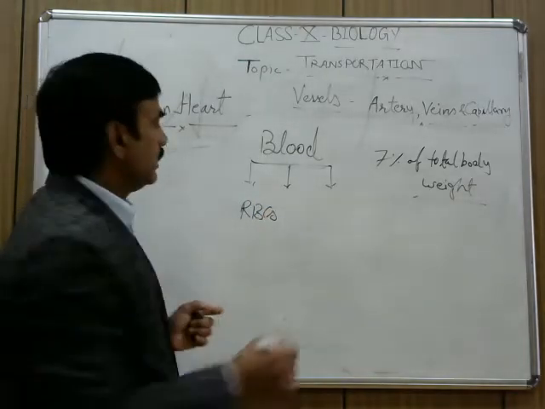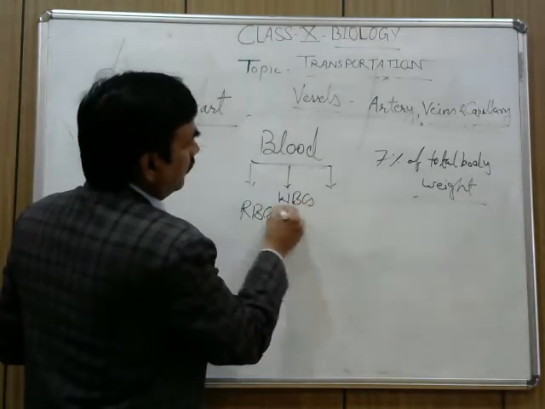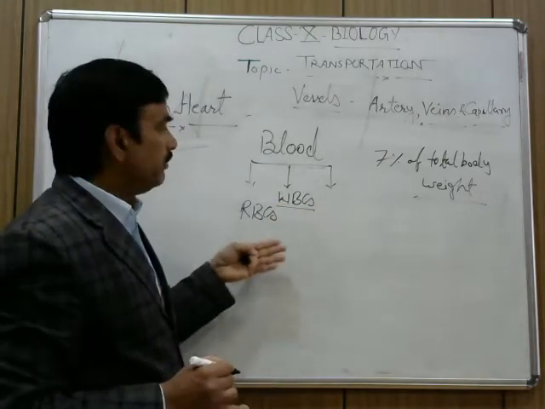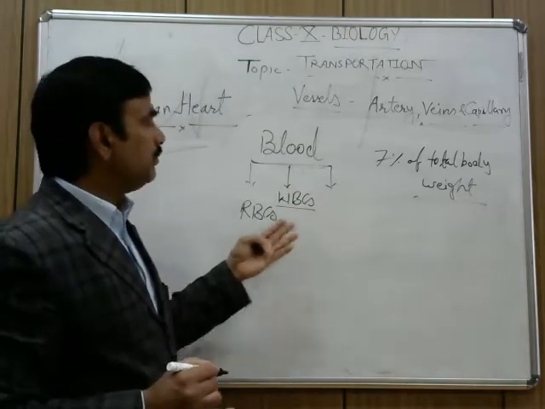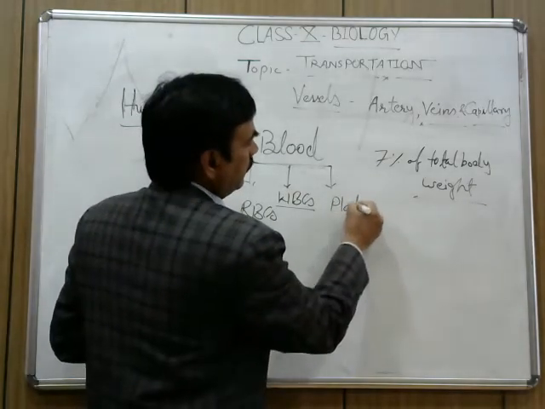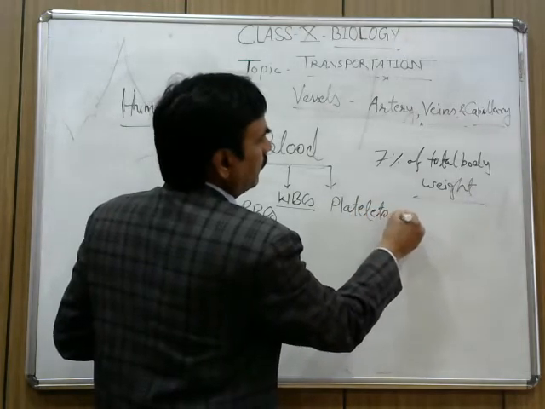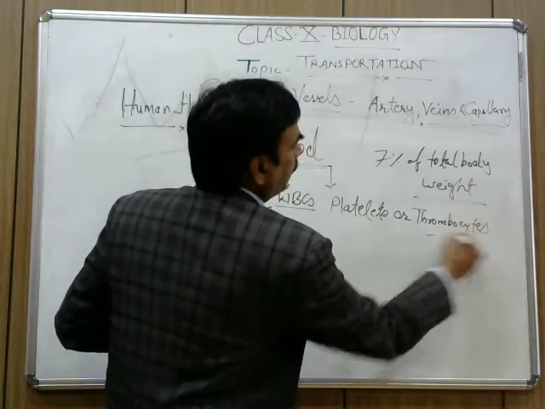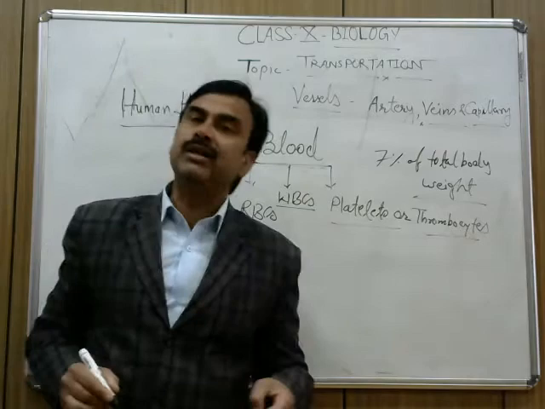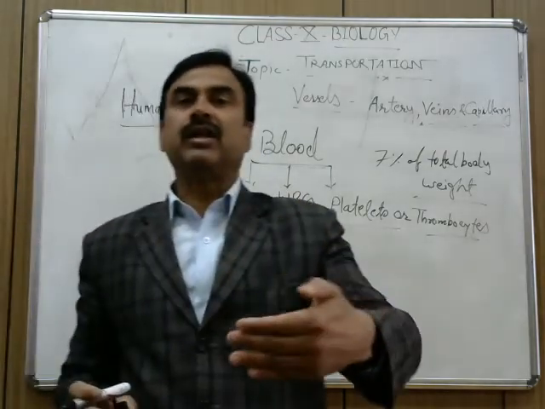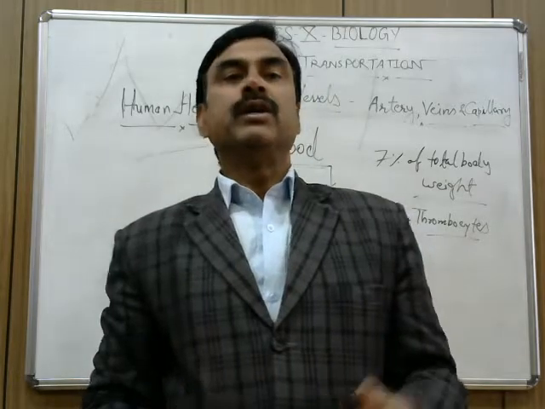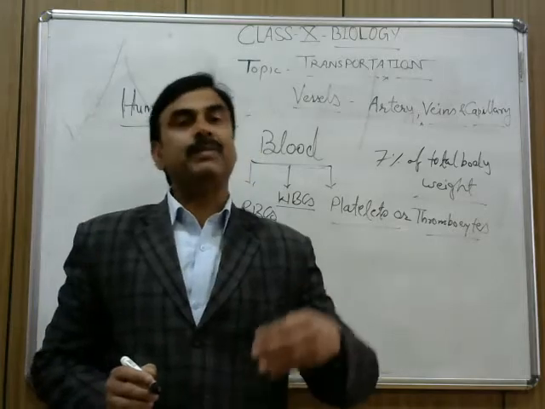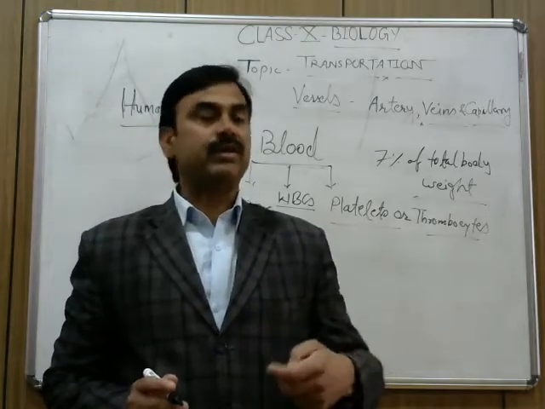red blood cells, white blood cells, which play the role of defense system, making our immunity strong, which is very, very important. And the third one is platelets or thrombocytes, which are responsible for blood clotting, blood coagulation in the human body. Now, the RBC contains the hemoglobin, which makes the blood red.